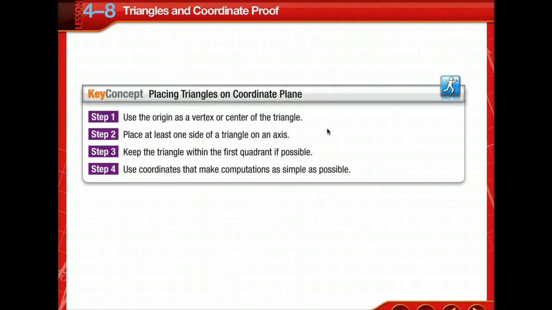We've got a key concept. There are 4 steps for placing triangles on a coordinate plane. You might take a note of that. Keep it in your notes. It'll be handy when you're doing the assignment later on.